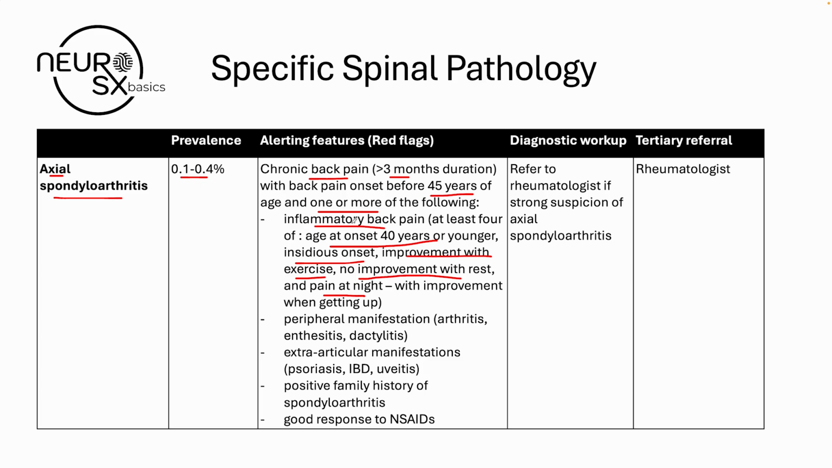identify inflammatory back pain. Apart from just inflammatory back pain, the patient might also have some peripheral manifestations of inflammation like arthritis, enthesitis, or dactylitis. Some extra-articular manifestations like psoriasis, inflammatory bowel disease, or uveitis. They might also have a positive family history of spondyloarthritis. And they usually will respond very well to anti-inflammatory drugs. Now, if you're strongly suspecting that the patient has spondyloarthritis, do not really worry about doing any diagnostic workup. Just directly refer them to a rheumatologist.